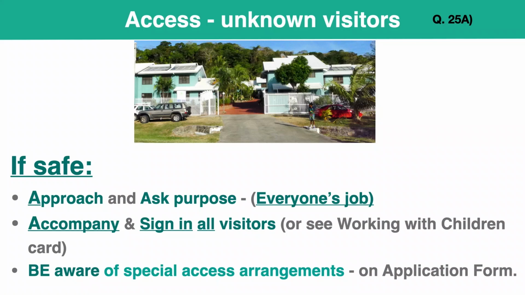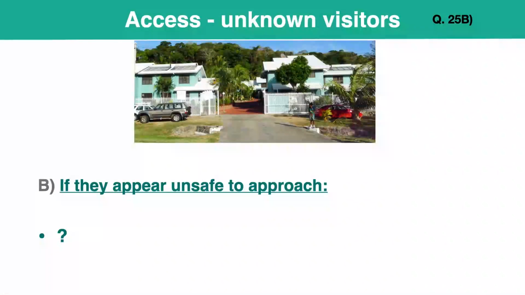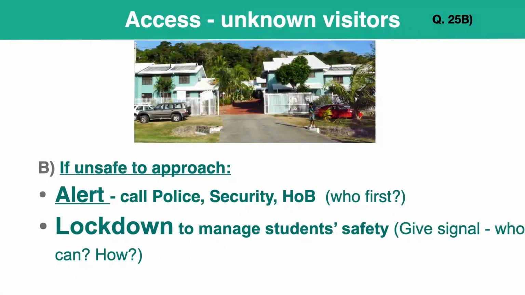Now the second part of this is, what do we do if there's an unknown visitor and they appear unsafe to approach? So we should have a different approach here now. They appear unsafe, what are we going to do? Most people would say, alert somebody. Who's on your list to alert, and who first? Are you going to call police, your security, your head of boarding? Who is on your procedure to call first?